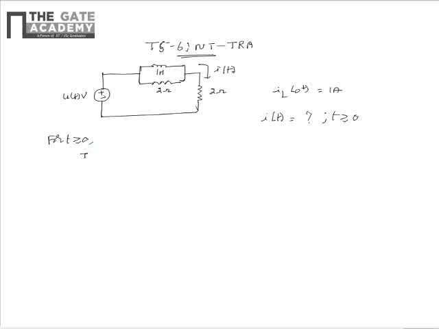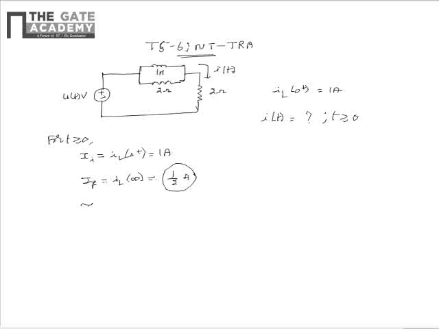So for finding the inductor current, the initial value of the current through the inductor, II, is equal to IL of 0 plus, which is equal to 1 ampere, and the final value of the current through the inductor, IF, is equal to IL of infinity, which is 1 divided by 2 ampere. This is because the inductor acts as a short at steady state. So at that time the current is half ampere.